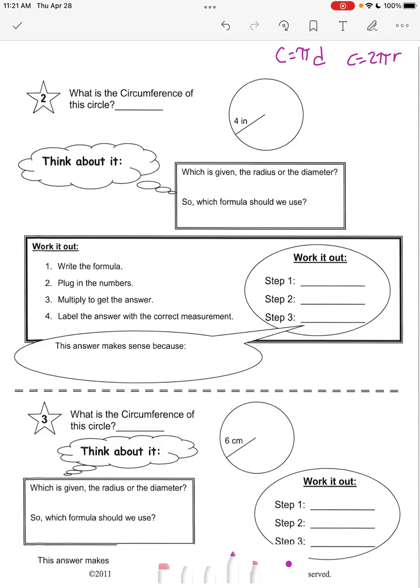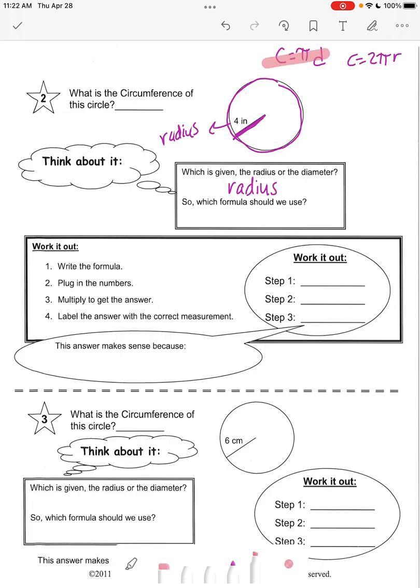Okay, so looking at number 2, what is the circumference of the circle? Here is our circle, and we have a measurement of 4. First we need to think about, are we given the radius or the diameter? We are halfway across the circle, so 4 is our radius. So we are given the radius.